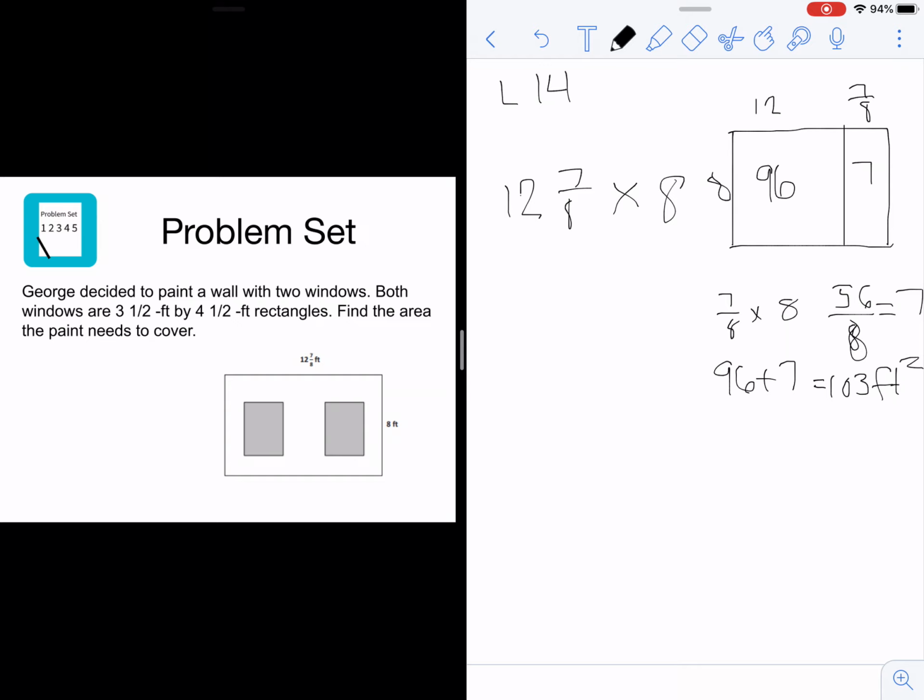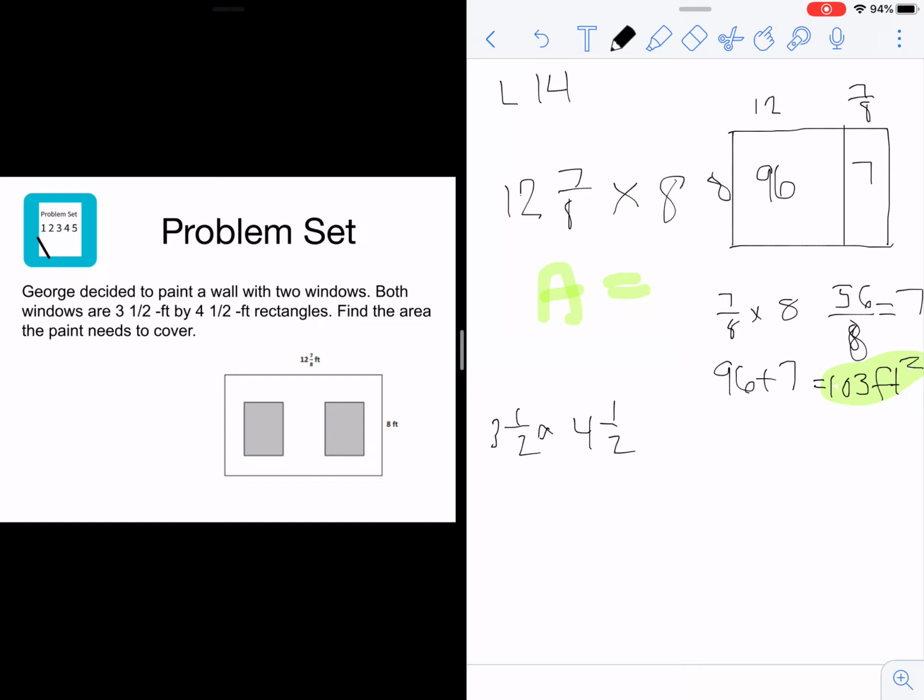Okay, so I'm going to highlight that. Area equals 103 feet squared. Okay, so now you have to find the area of the windows. So the windows are 3.5 times 4.5. And you're going to have 2 of them. So find the area of one and then do what? Double it. Yep. Okay. So this is the windows.